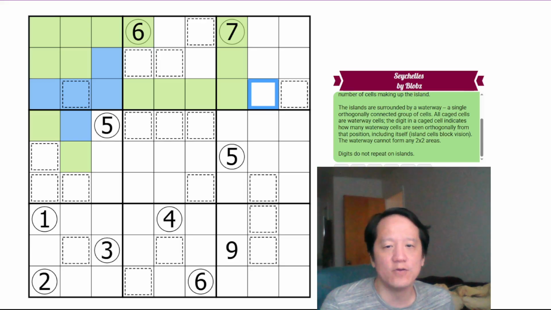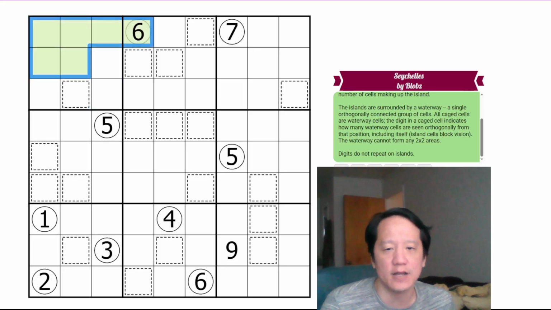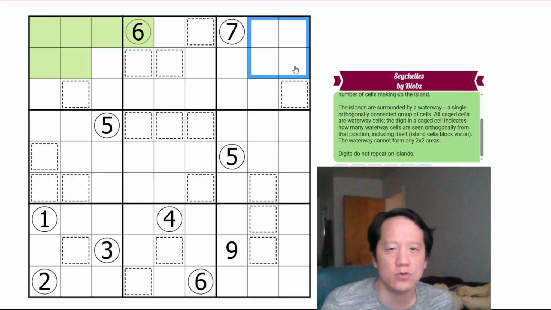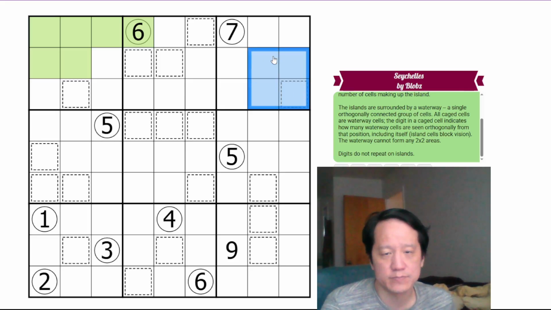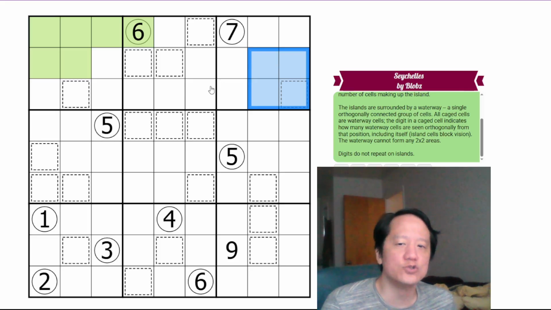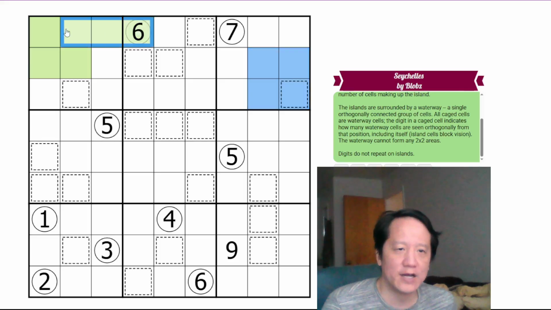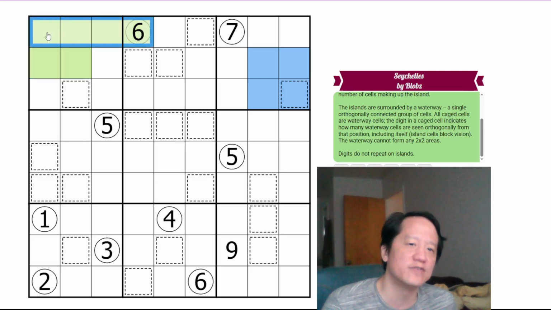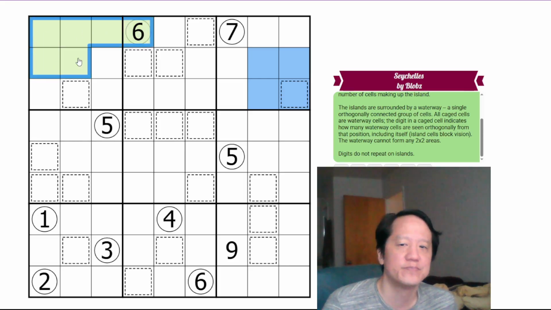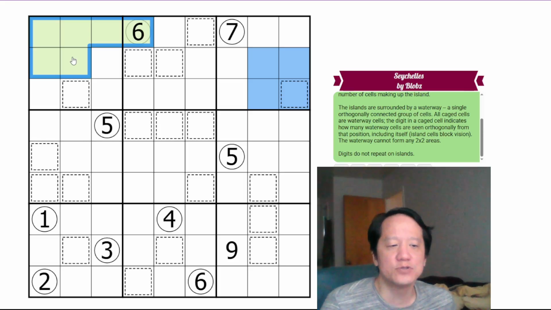We also have that waterways cannot form any 2x2 area. So we cannot have a 2x2 area that is all water cells. For example, this could not be a waterway here because we have a 2x2 area that's all waterway, and that's not allowed in this puzzle. Finally, digits do not repeat on islands. So as an example for this island, we cannot have another 6 here because we have a 6 already on the island. And those are all the rules.